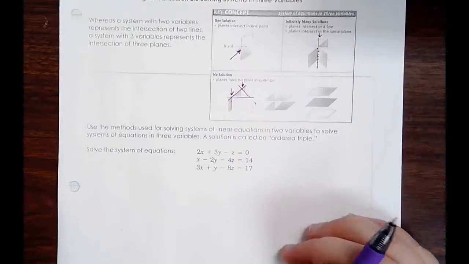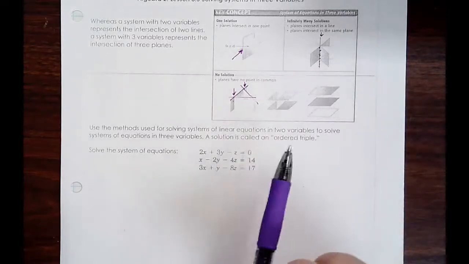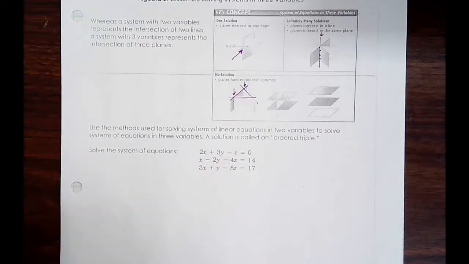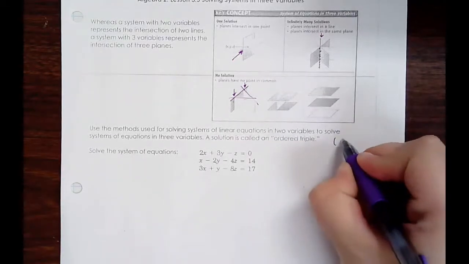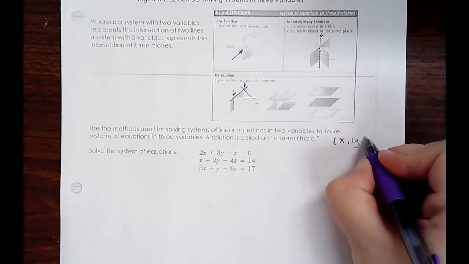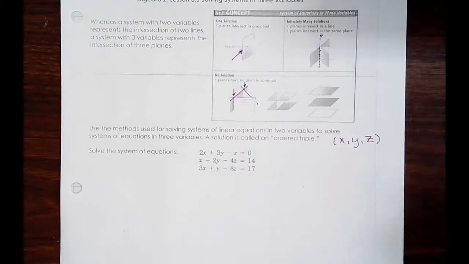If we go down here, we're going to use the same methods for solving systems of linear equations in 2 variables to solve them in 3. And our solution is called an ordered triple. So whereas before we were working with an ordered pair that was x, y, now all we're doing is plugging on that z, that 3rd dimension.